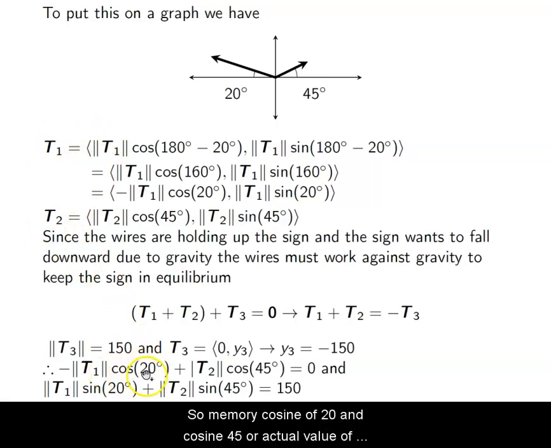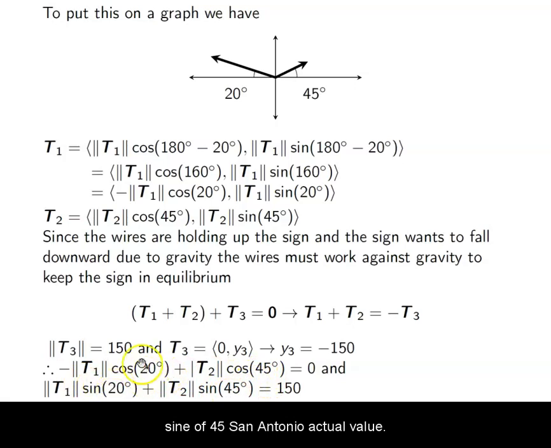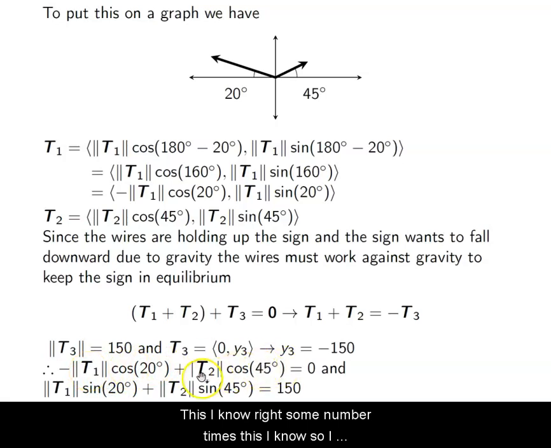So remember, cosine of 20 and cosine of 45 are actual values. Sine of 45, sine of 20 are actual values. This is some number times this unknown, right? Some number times this unknown. So I just have to plug those values in.